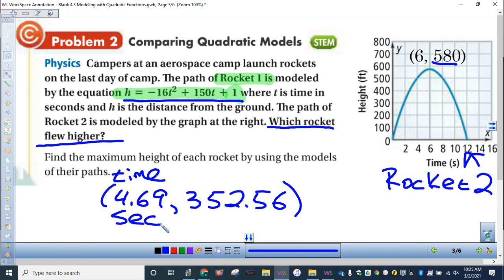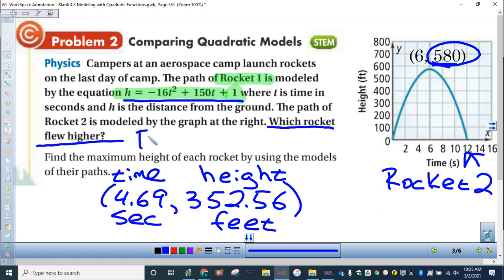So 352 is the max height that rocket 1 went. So height in feet. The question is, which one went higher? Rocket 2 went higher. Rocket 2 went 580 up in the air. Rocket 1 only went 352. So which rocket flew higher? Rocket 2. I, of course, will make you tell me how much higher, so you may as well just write it. Rocket 2 at 580 feet high.